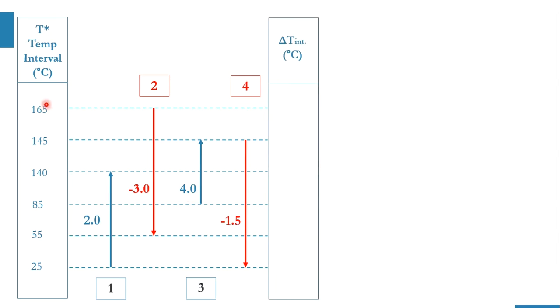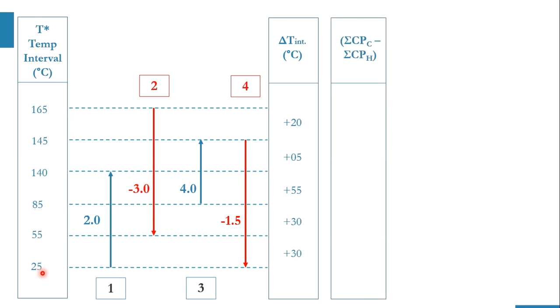And the interval 165 minus 145, 20. This one 5, 140 minus 85, 55, 85 minus 55, 30, and 55 minus 25, 30. After getting that interval, we have to specify this value, summation of CP of C minus CP of H. Now, in this first interval, there is only a hot stream whose CP is 3. So, there is no cold stream. So, 0 minus 3, it will be minus 3.